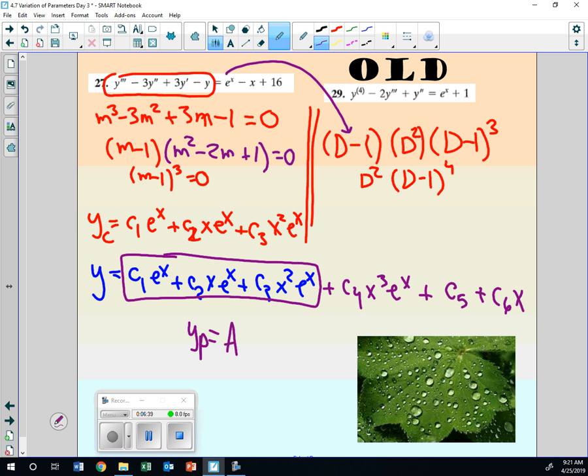I don't know, it doesn't matter which way you do it. The c4 x cubed e to the x comes from the fact that we have an extra fourth here. And then this is going to be a plus bx plus cx cubed e to the x.